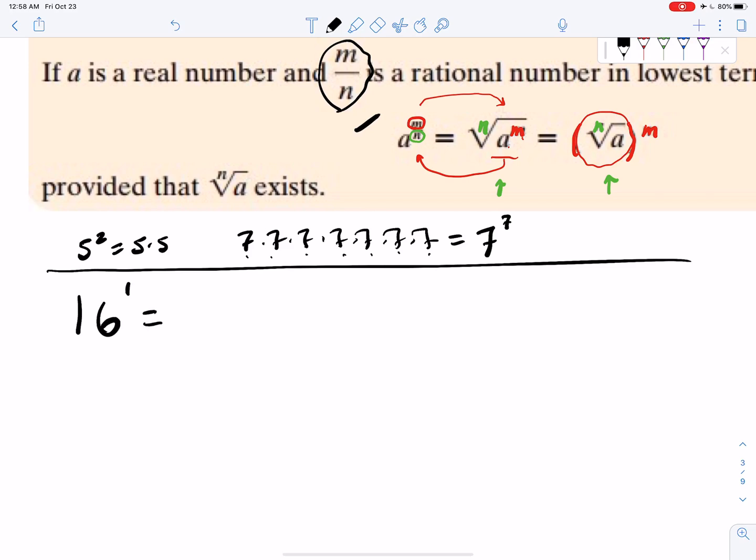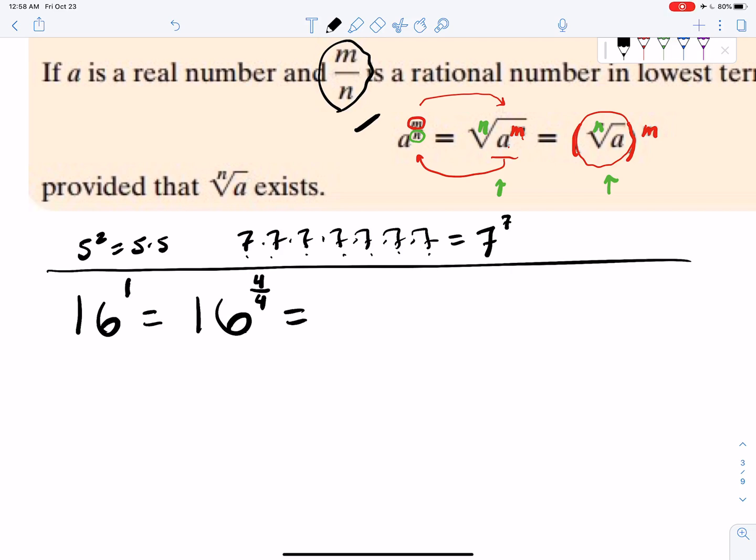16 to the first power can be thought of as 16 to the 4 over 4 power. I wrote it as a fraction, or a rational number, and we all know that 4 over 4 is the same as 1, so no one's going to tell me I'm lying here. Those two things are equal.